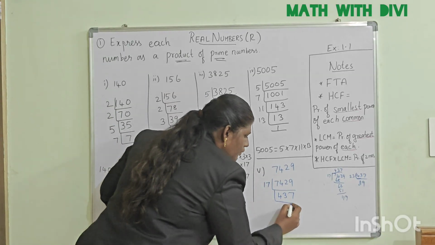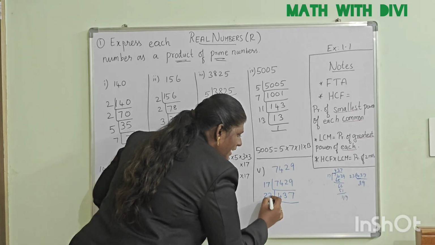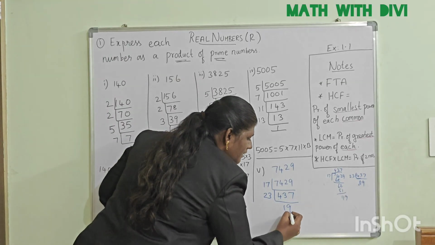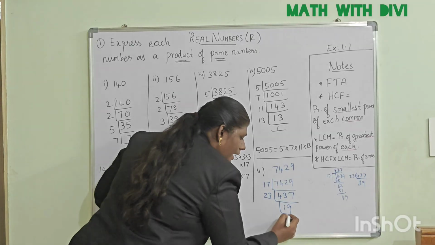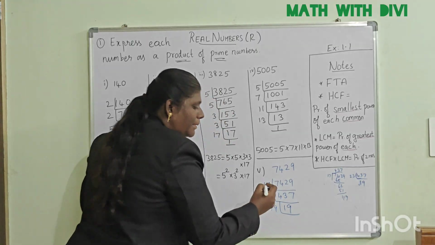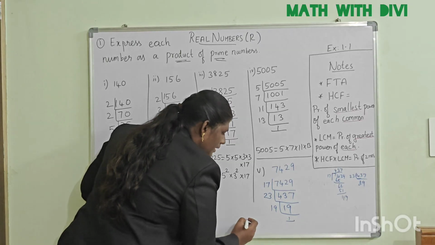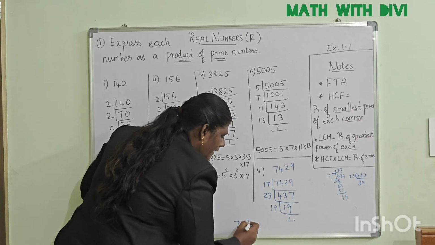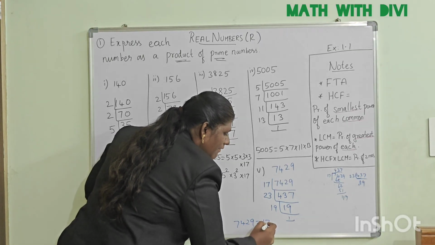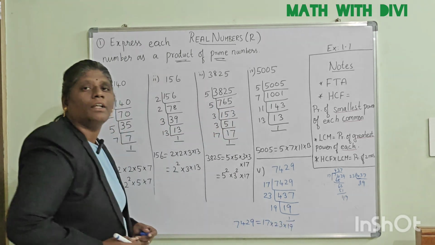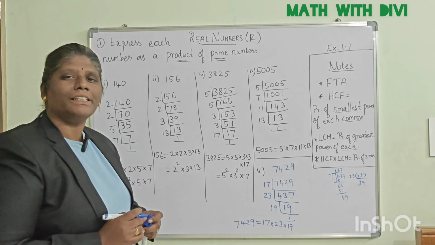7429, and I am moving to the 23 table. Okay, 23 table, 19 23s are 437, and again 19 is also a prime number. So we can write 7429 is equal to 17 into 23 into 19. Right? So the first problem is over.